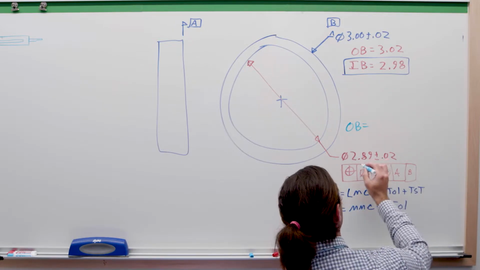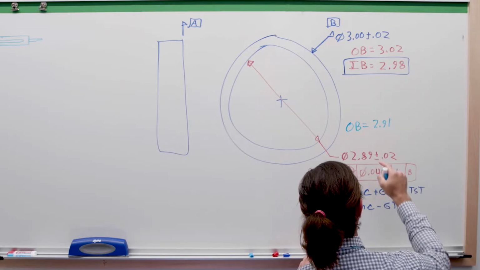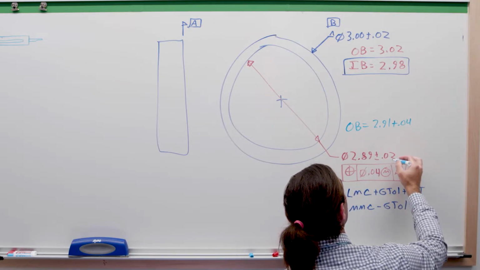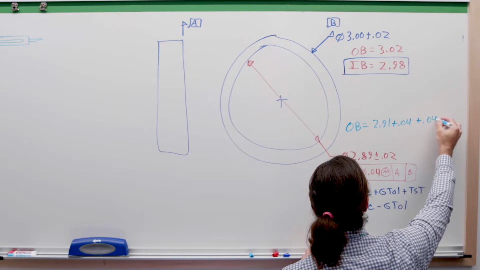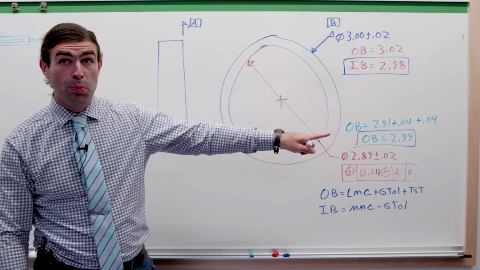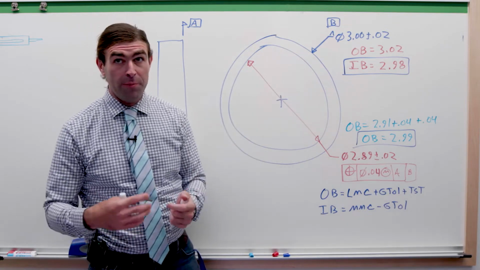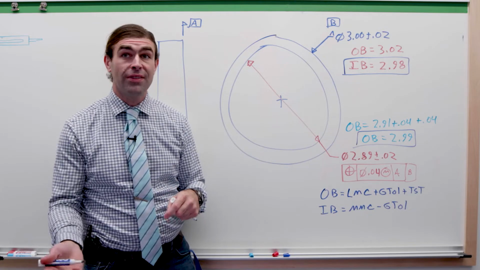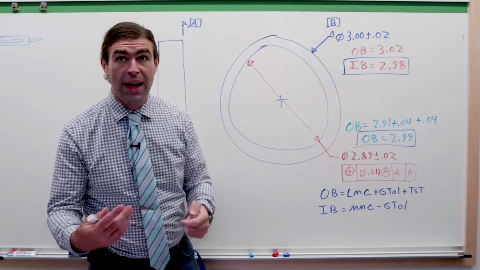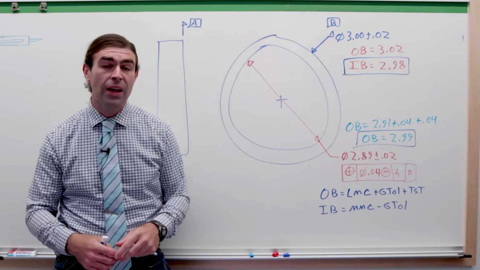Outer boundary, our LMC, is 2.91. So the largest size of the hole. Geometric tolerance is 0.04, and our total size tolerance is 0.04. So our outer boundary is 2.99. Inner boundary here is 2.98. This part would fail a minimum wall check, right? There's a worst case scenario where the outer boundary of the hole is larger than the inner boundary of the outside.